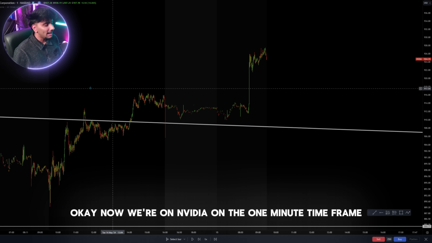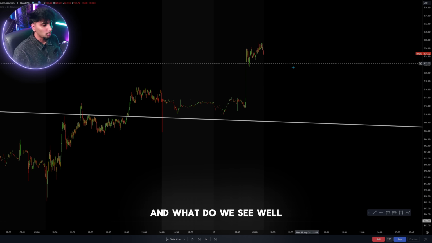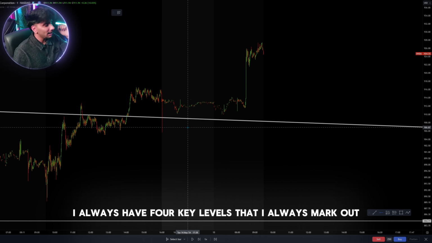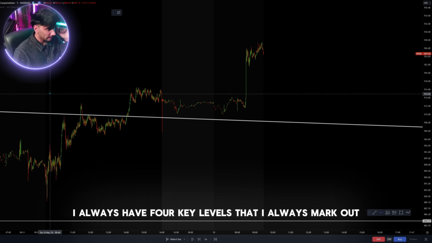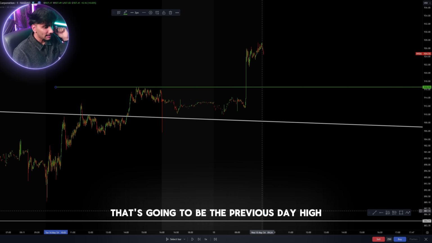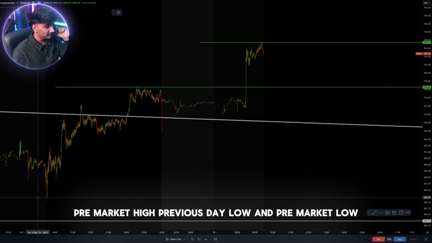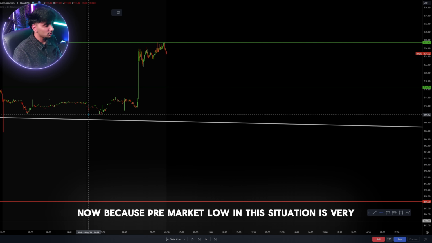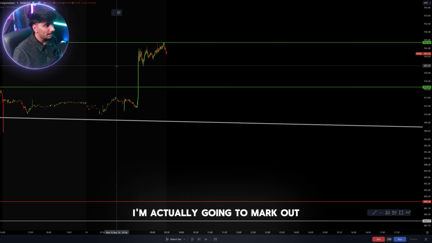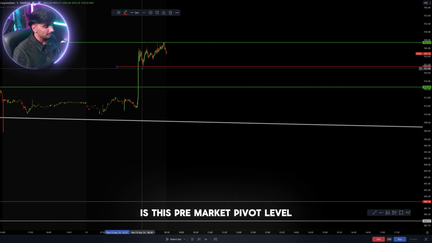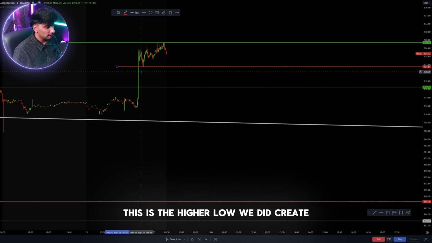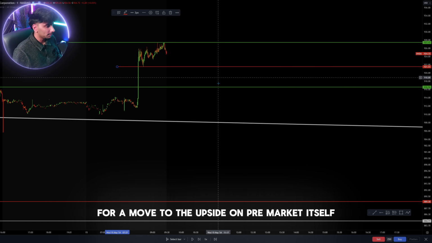Okay, now we're on NVIDIA on the 1-minute time frame, and what do we see? Well, for us, we're going to mark out 4 key levels. I always have 4 key levels that I always mark out, and that's going to be the previous day high, pre-market high, previous day low, and pre-market low. Now, because pre-market low in this situation is very, very low, what I'm actually going to mark out is this pre-market pivot level. This is because after this impulsive move to the upside, this is the higher low we did create for a move to the upside on pre-market itself.